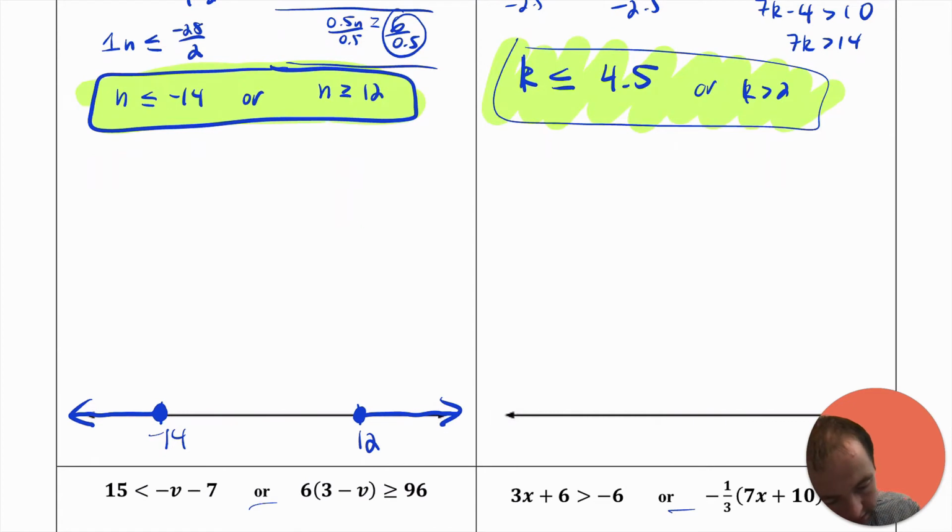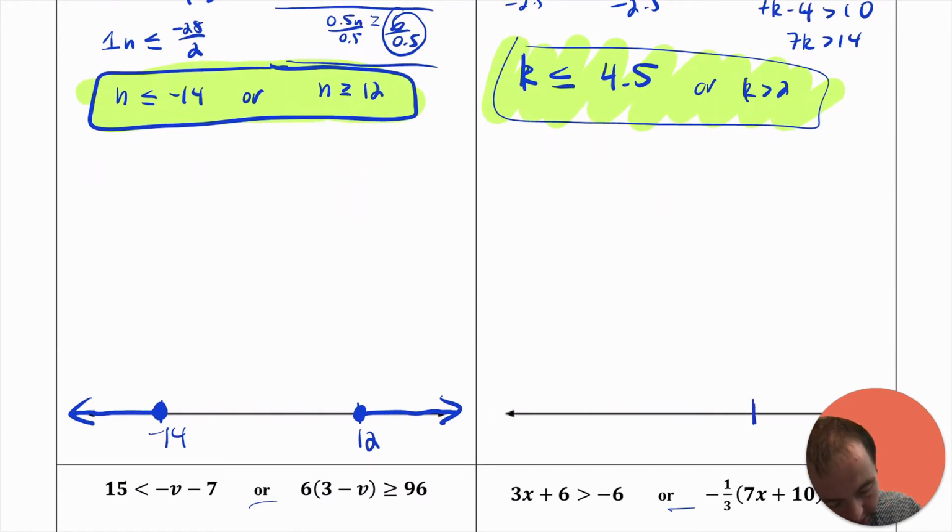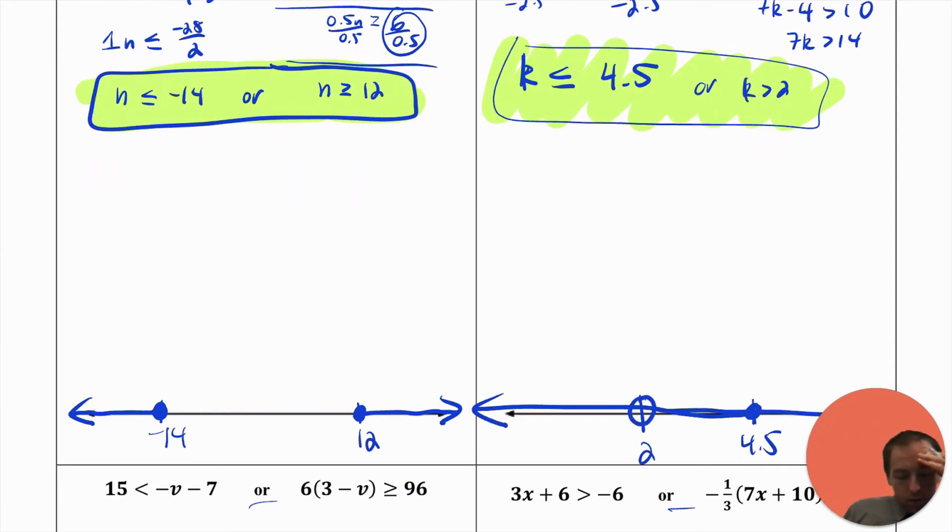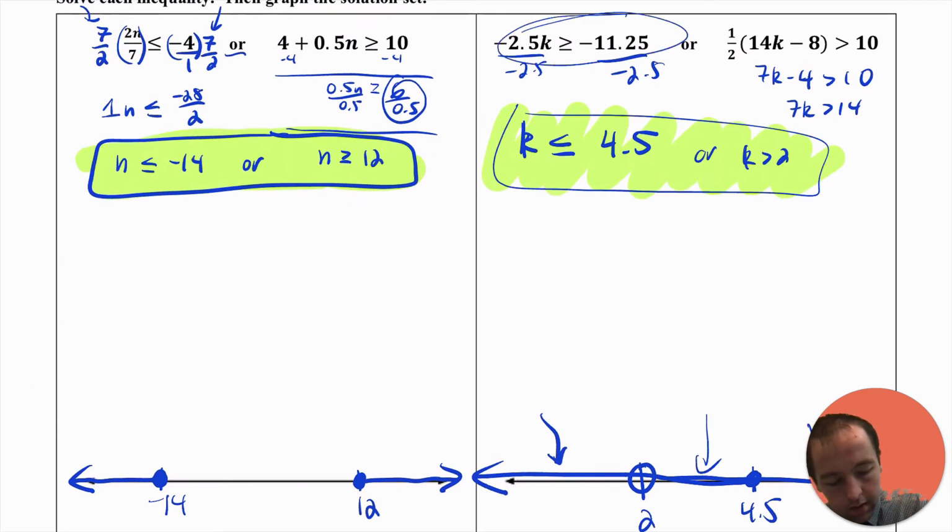So 4.5 is there, and k has to be equal to or less than it. And then 2 is smaller, but we're supposed to be above it, so it's going to be an open circle in there. So if this is an OR, and we need just at least one condition to be true, we'll get at least one of the conditions to be true there, as well as in that region, as well as in that region. So no matter where on the number line, we're always going to have a number that satisfies either this inequality or this inequality.